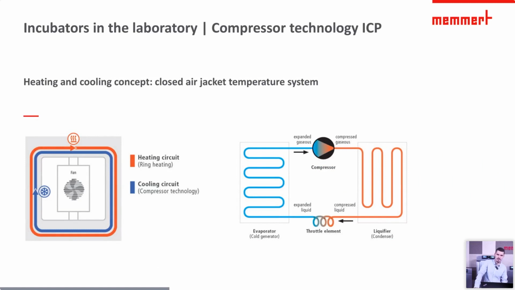The heating and cooling concept of the compressor technology ICP. The cooling and heating circuits are housed in closed air circulation jackets that prevent the formation of hot and cold spots, and they humidify the working area. The heating circuits are based on a ring heater installed at the top of the air jacket. The refrigeration circuit, which is based on compressor technology, is located at the lower part of the cabinet and is easily recognizable.